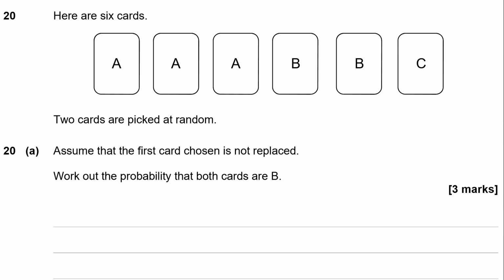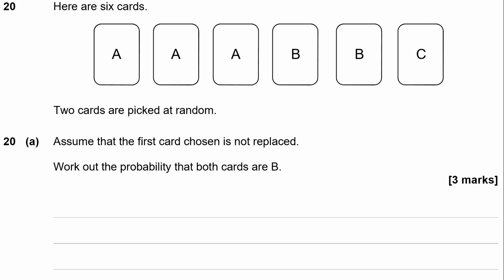Okay. Now whilst there are 3 different types of cards, as far as I'm concerned, we've got just 2 types. We've got the card is B or the card is not B. So I'm going to group them together like that. So is the card B or is it not B? So how many B cards are there? There are 2 out of a total of 6 for the first selection, which means there are 4 not B cards out of a total of 6.